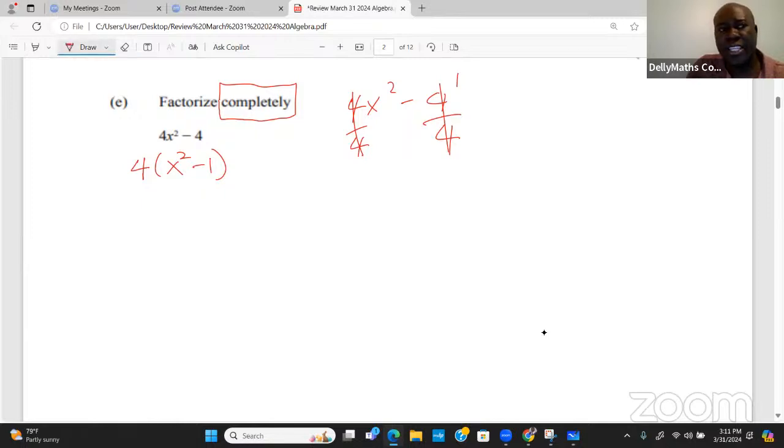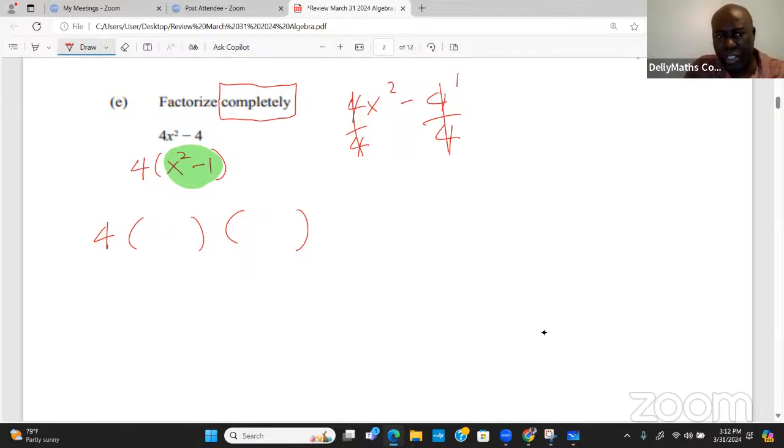This is not the answer because we do realize that this piece here is what we call the difference of 2 squares. In other words, x squared is a square term and 1 is a square number. So what we want to do is to factorize one more time to make sure that it's done completely. So we're going to have the 4 there. And we're going to open our 2 brackets. Remember, when you're factorizing the difference of 2 squares, it's the square root that you really put inside.